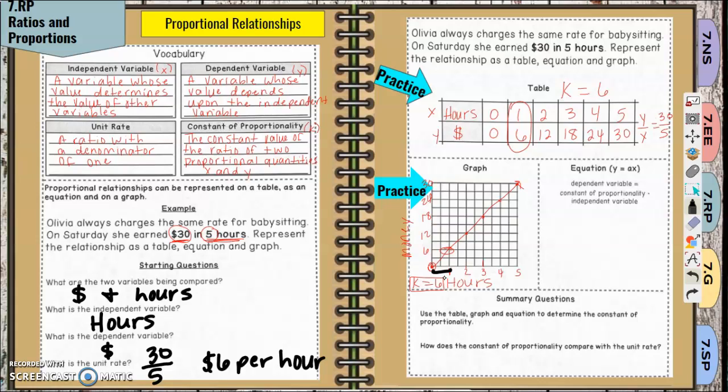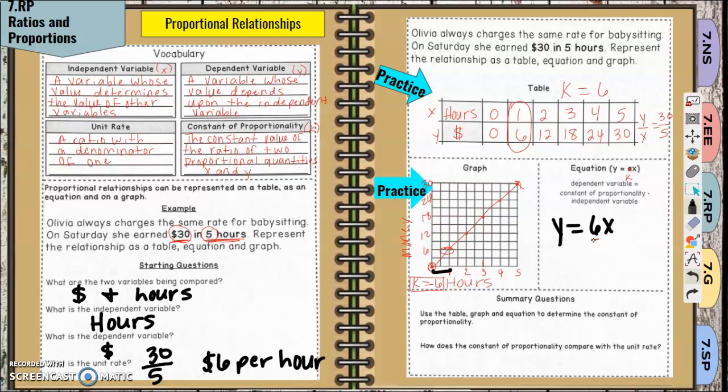So for an equation, it is always going to be y equals kx. Y equals the constant times x. So dependent variable y equals the constant, and we've said for all of these that the constant is 6, times the independent variable. Anytime you have an equation, the coefficient of x is your constant of proportionality.